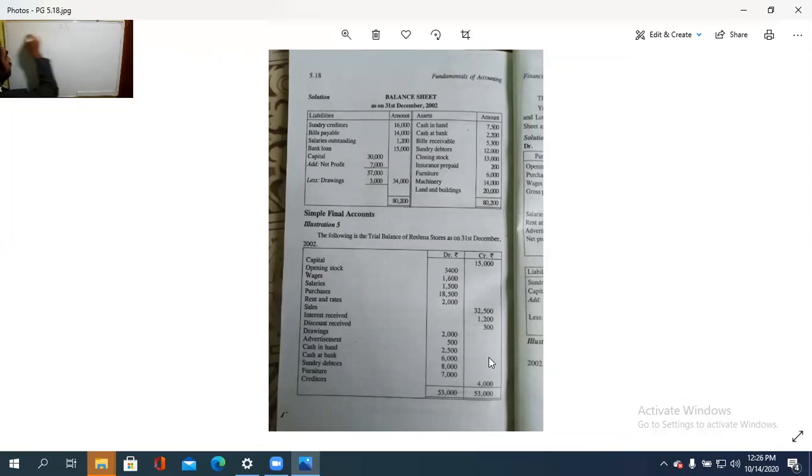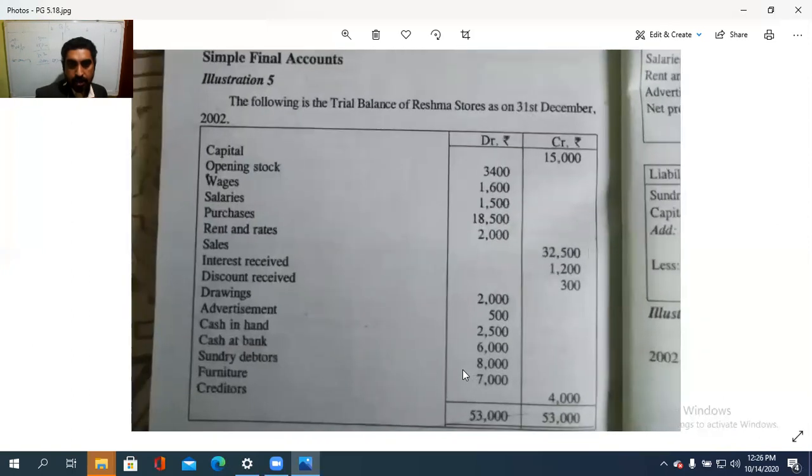So balance sheet. This is assets, amount, liability, amount. So capital. How much is the capital? 15,000. Then add net profit 15,300, so how much? 30,300 less drawings. How much are the drawings? 2,000. So it is 28,300. There is no more item there. So that is to be there.